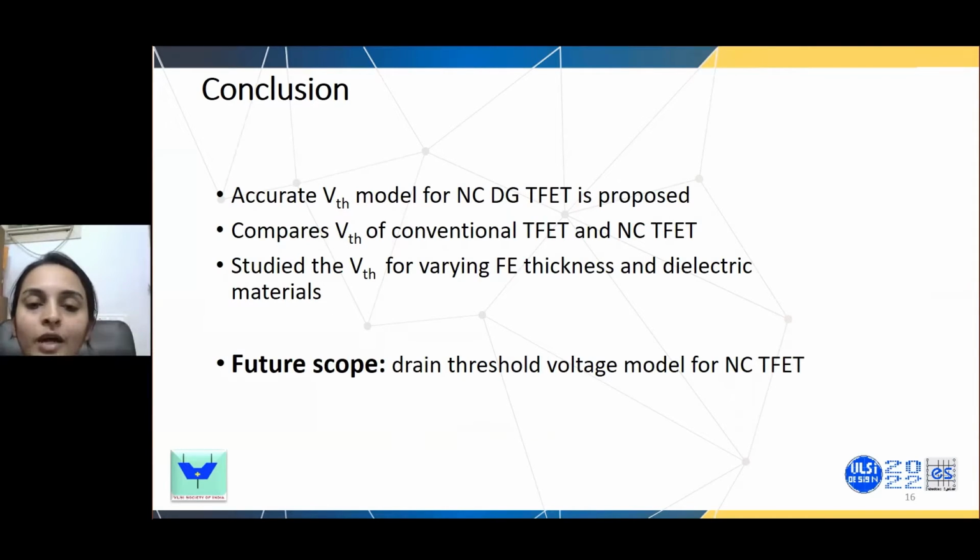An accurate simple threshold voltage model for NC double gate TFET is proposed in our paper. It compares the threshold voltage of a conventional TFET and an NC TFET. We also studied the threshold voltage for varying FE thickness and dielectric materials. The future scope is the drain threshold voltage model for NC TFET based on the physics-based definition of drain threshold voltage in a TFET.